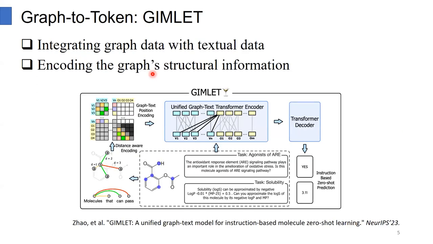This is one example of graph-to-token. Given a molecule graph, they convert it to a path. Based on this, they can encode the graph and the position of each node in the graph, and then pass it into the transformer model.